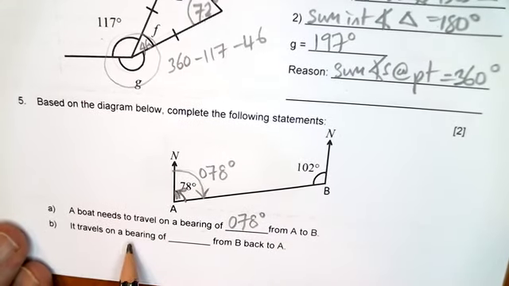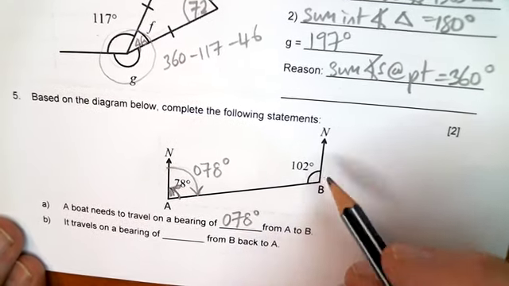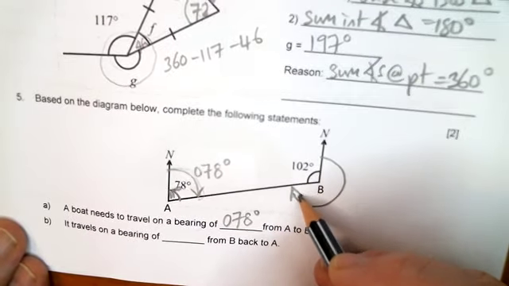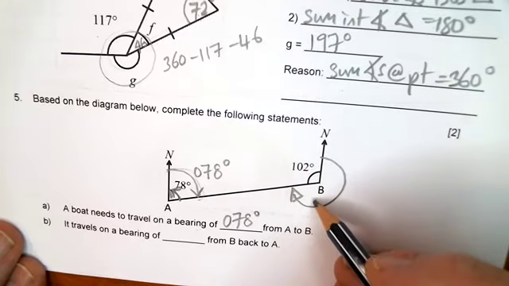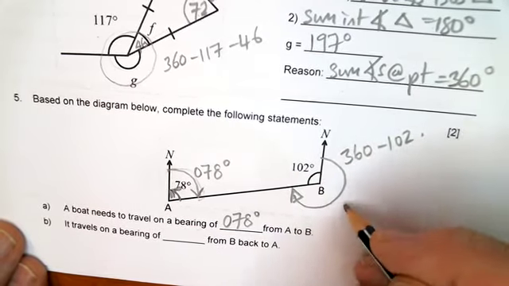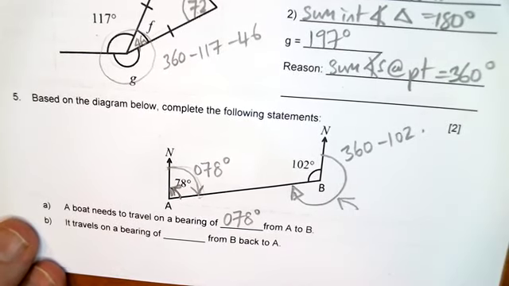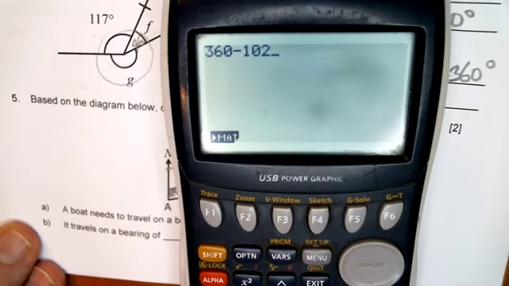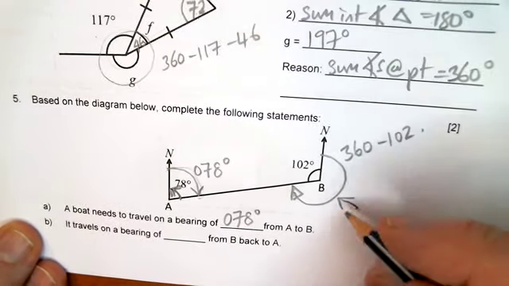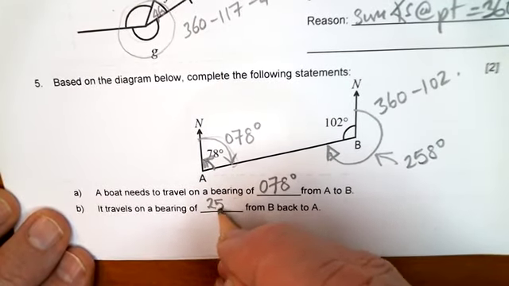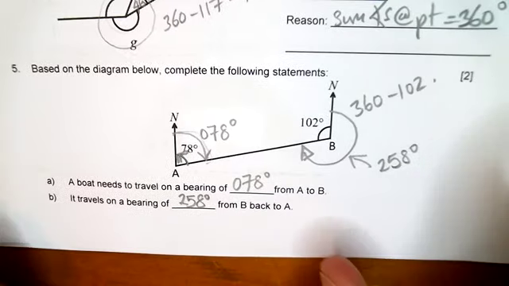If it travels on a bearing of something from B back to A, so if we're going from B again, we must go from north each time. Okay, well, these are angles at a point. So if we take the 360, we subtract the 102, we'll get this angle here. So let's do that now. We've got 360. We're taking off 102, there it is, and we get 258. So this must be 258 degrees, and the bearing is 258 degrees. And that's how we'd solve that.